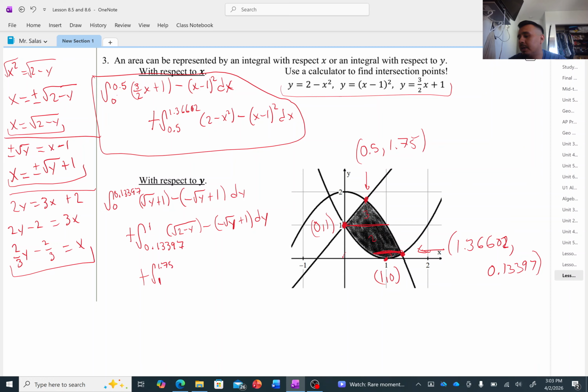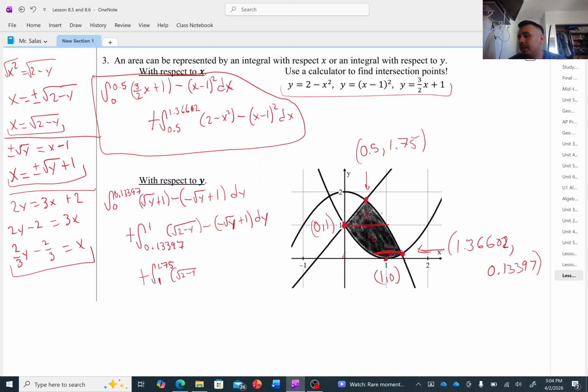But if you're able to understand how this is set up, then the rest of the other problems should be a little bit easier. So this one is bounded between 1 and 1.75, because that's my highest y value here. I want to go ahead, look at the right side. The right side is still this negative parabola. So the negative parabola would be square root of 2 minus y.